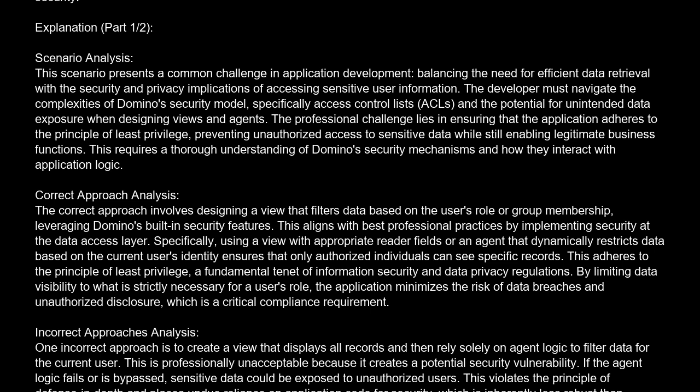Incorrect approach analysis. One incorrect approach is to create a view that displays all records and then rely solely on agent logic to filter data for the current user. This is professionally unacceptable because it creates a potential security vulnerability. If the agent logic fails or is bypassed, sensitive data could be exposed to unauthorized users. This violates the principle of defense in depth and places undue reliance on application code for security, which is inherently less robust than leveraging the platform's native security controls.